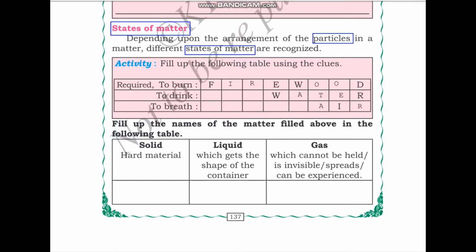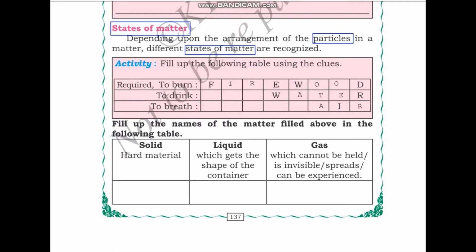So, it is firewood. Next, what is required to drink? Water is required to drink. So the second part of the table is water. Next, to breathe. We know we need air for breathing. Therefore, the third answer is air. Now, using this, we can fill up the next part of the activity.